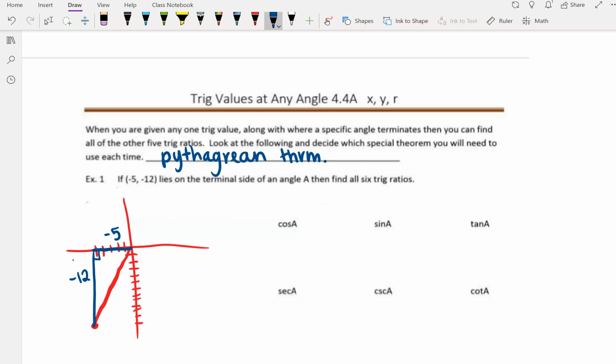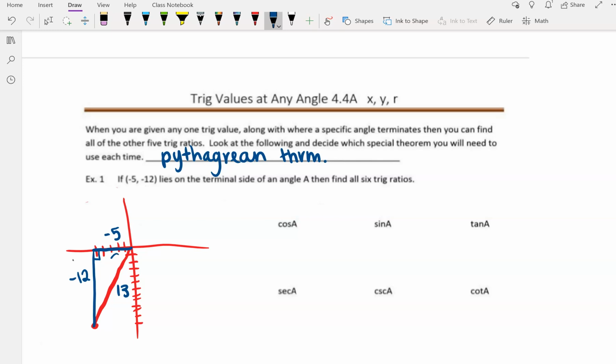All right, so Pythagorean theorem, I don't need to worry about the negatives when I'm doing Pythagorean theorem. 5 squared plus 12 squared equals c squared. This is actually going to be a special Pythagorean triple that you should memorize if you haven't already. 5 squared plus 12 squared should end up equaling 13 squared. So this Pythagorean triple is 5, 12, 13. All right, and now we're just going to find all of the ratios.